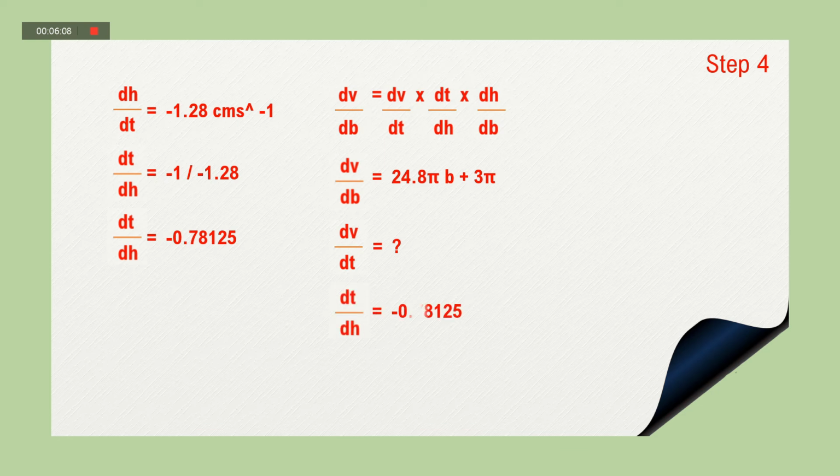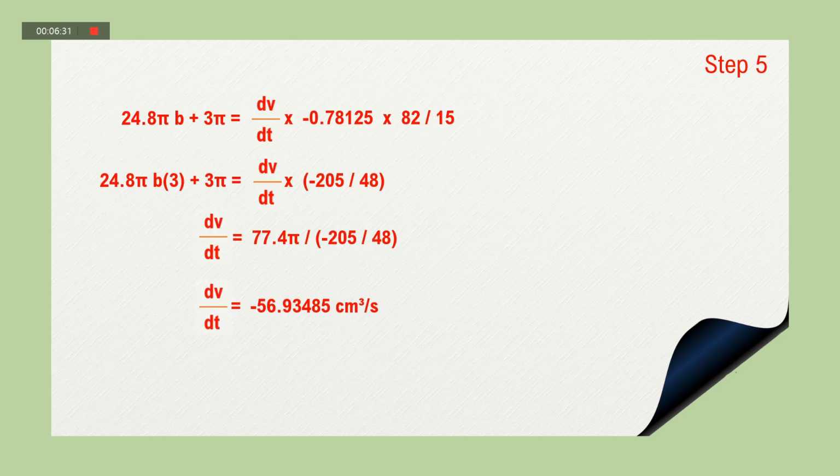dV over dB equal to 24.8 pi B plus 3 pi, and we need to find dV over dt. dt over dH equal to negative 0.78125. dH over dB equal to 82 over 50. And then we need to find the value of dV over dt.